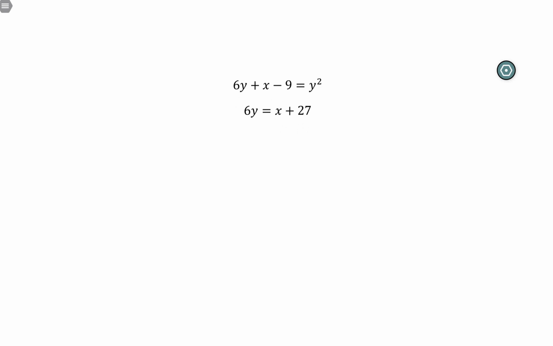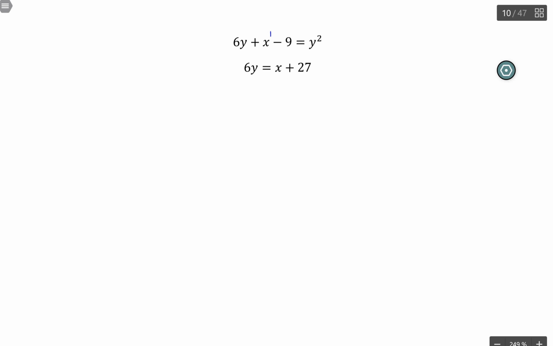Let's take a look at the next one. So next one, I know that the first equation is going to be a parabola because it's x to the first power and y to the second power. Now for this one, there's a lot of interesting things we could do. Just to look at algebraically, I would actually move this x and this 9 to the other side. That's going to give me 6y equals y squared minus x minus 9, and 6y equals x plus 27.